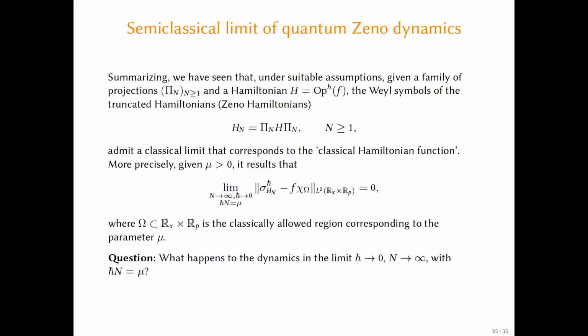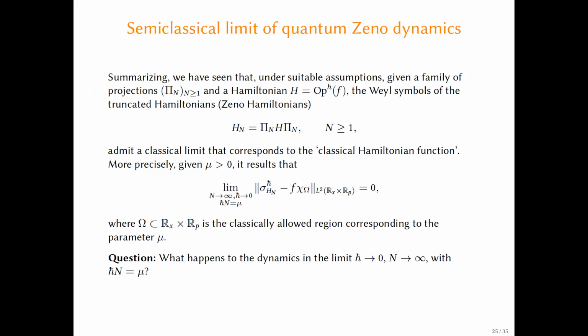Okay, so summarizing what we were able to do: to consider projections, to consider Hamiltonians, to truncate this Hamiltonian with finite rank projections, and to provide some assumption that guarantees that the Weyl symbols converge, for instance, in L2 to a certain limit. Okay. So now the question is, what happens to the quantum dynamics generated by this Hamiltonian, by H_N, in the limit?